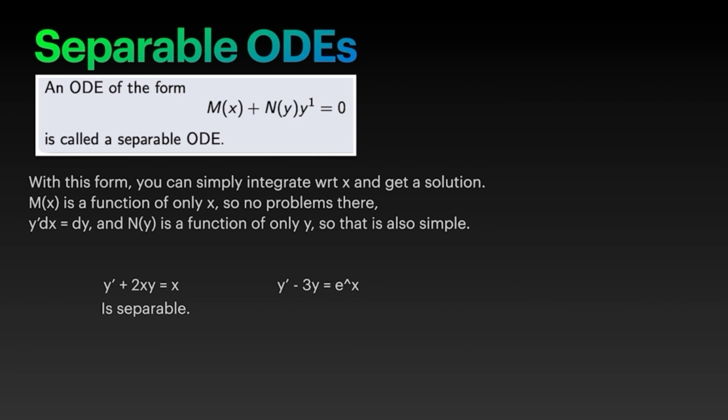Now let's take a look at the other example. The first derivative of y minus 3y equaling e to the power x. Is this separable or not? Pause if you need to. And the answer is it is not separable. Nothing you do will make the y dependent terms be only the coefficient of the derivative of y. The y dependent terms will always be in addition. So you can't write this in terms of m(x) plus n(y) y' equals 0.